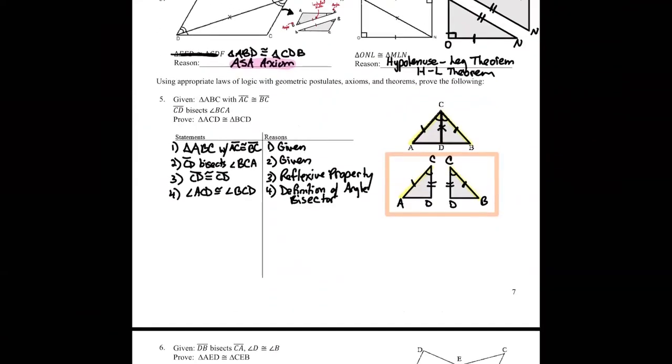So my last and final statement here would be triangle ACD congruent to triangle BCD by the SAS axiom.